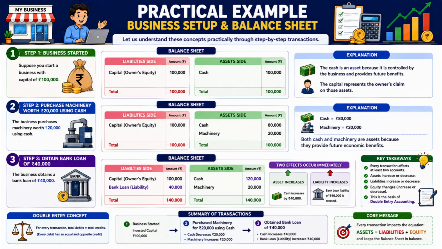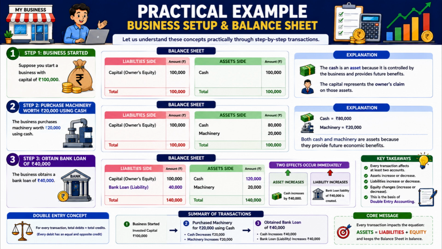Now suppose the business purchases machinery worth 20,000 Indian rupees using cash. The balance sheet becomes: Assets: Cash equals 80,000 Indian rupees. Machinery equals 20,000 Indian rupees. Both cash and machinery are assets because they provide future economic benefits.